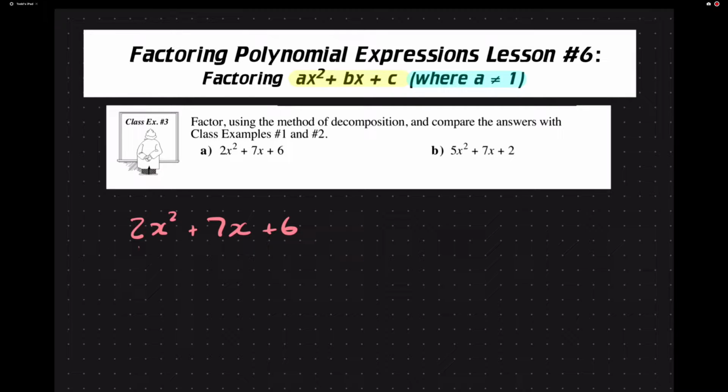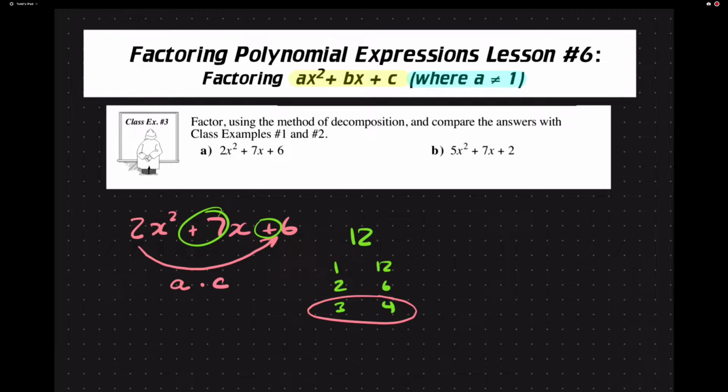So what we need to do is take the value of that first term, the number that's there, and multiply it by the last term. So really what we're doing is a times c. And in this case, a times c is going to give us 12. I'm going to do the same thing though. I'm going to break that down into 1 and 12, 2 and 6, 3 and 4. And then I'm looking for two values that add up to a positive 7, which is the 3 and the 4.